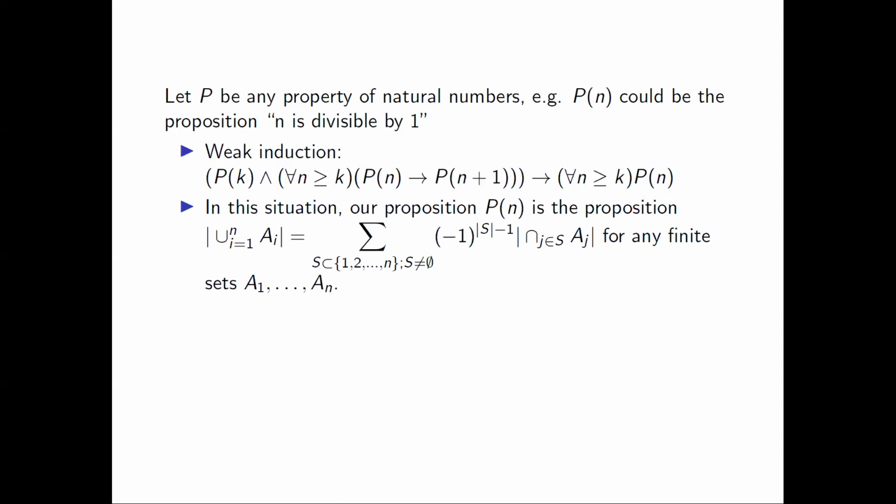For the problem that we're looking at, for the inclusion-exclusion principle, the proposition P of n can just be defined as the statement that for any finite sets A1, A2 up to An, the cardinality of the union of the Ai's is equal to the sum over non-empty subsets S of 1, 2 up to n of -1 to the cardinality of S minus 1 times the cardinality of the intersection over all j in S of the Aj's.